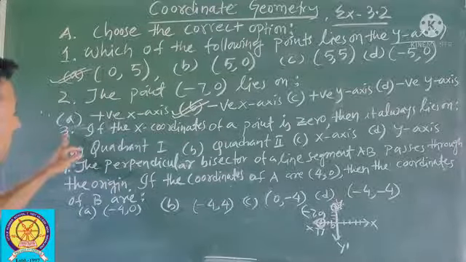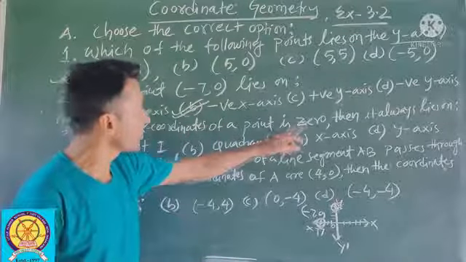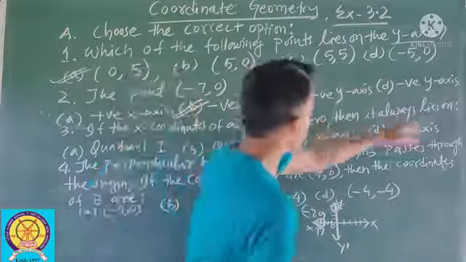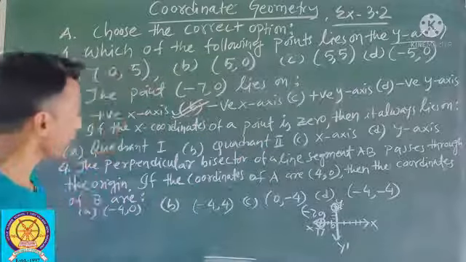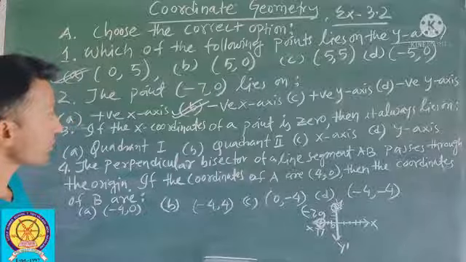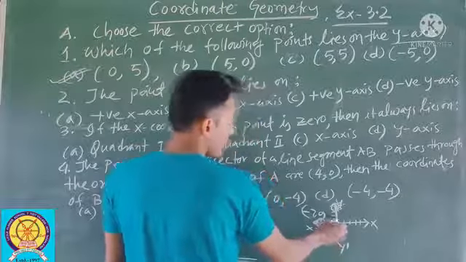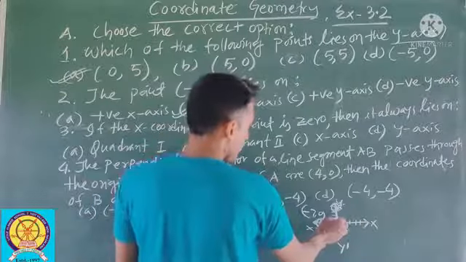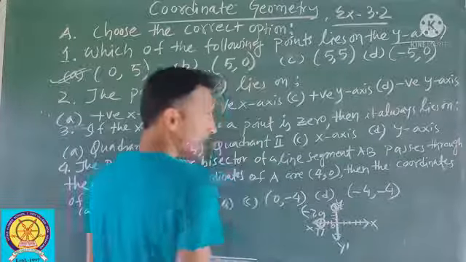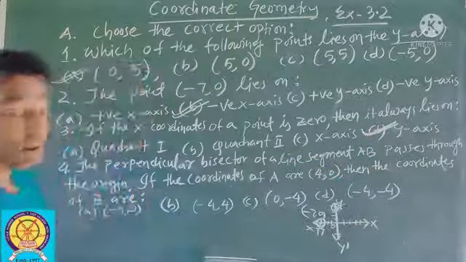Isn't it? Number 3, you see, if the x coordinate of a point is 0, then it always lies on... If the x coordinate of a point is 0, then it always lies on the y axis. X is 0. If y value is 1, then it will be there. If y value, for example, is minus 5, then it will be there. So the point always lies on the y axis. Okay. The correct option is D.